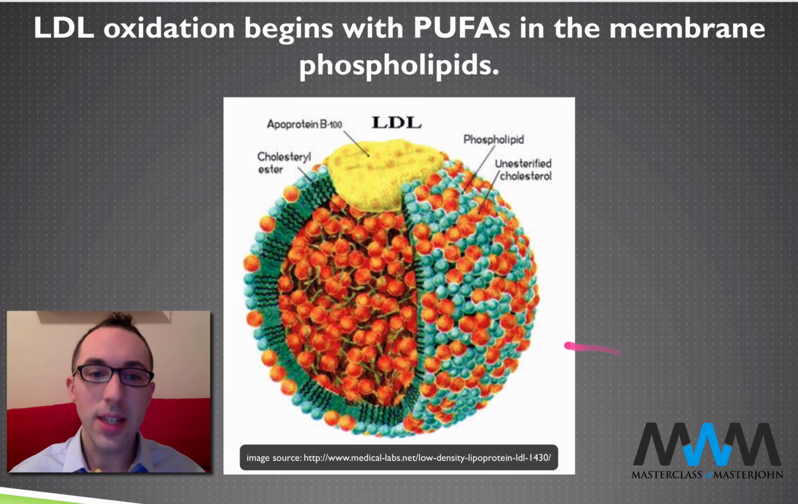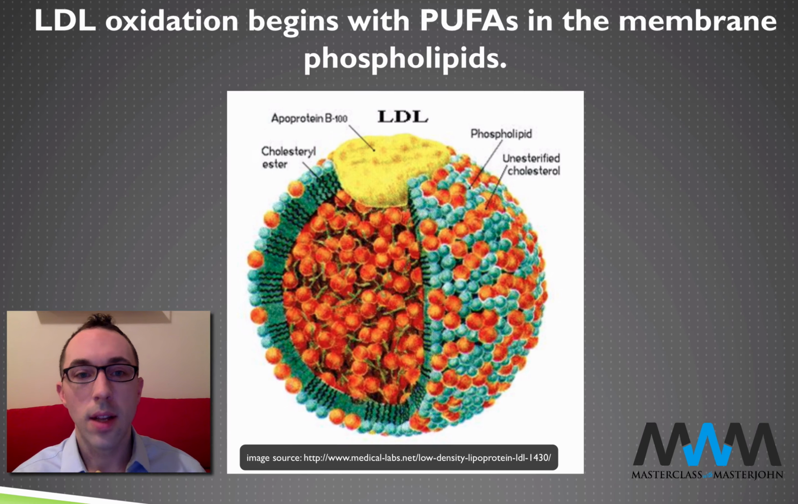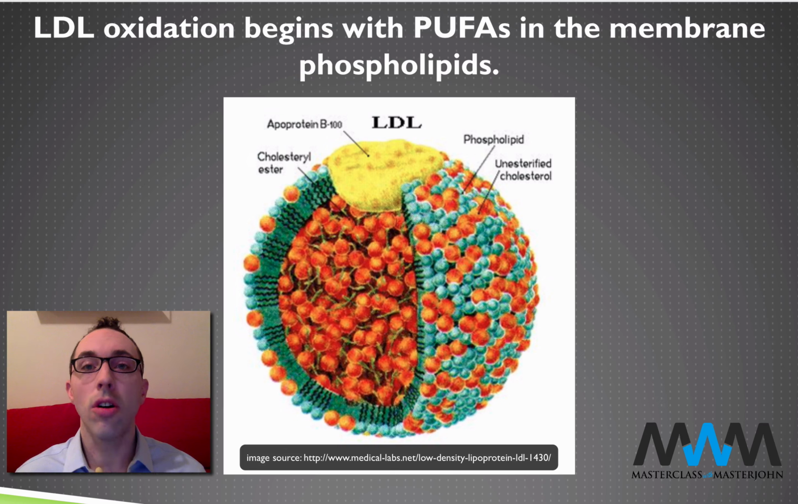Well, the first thing to oxidize is the PUFAs in the membrane of the LDL particle. The early oxidation of the membrane is going to produce products that, when they come into contact with endothelial cells, will make the endothelial cells secrete chemoattractants that attract the phagocytic cells of the immune system. That is a call for help.